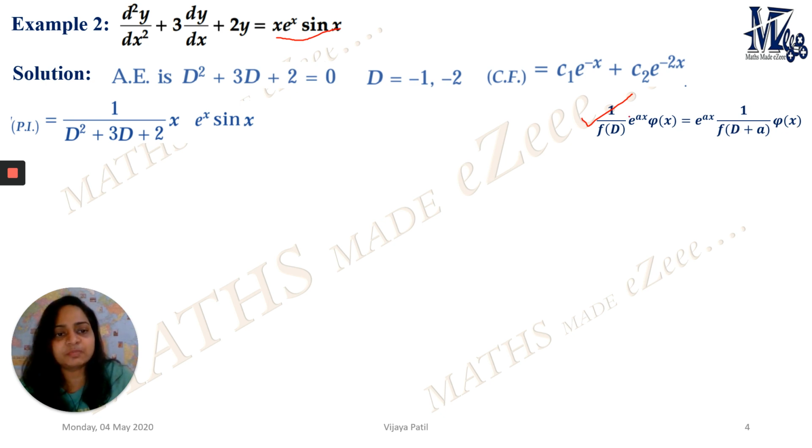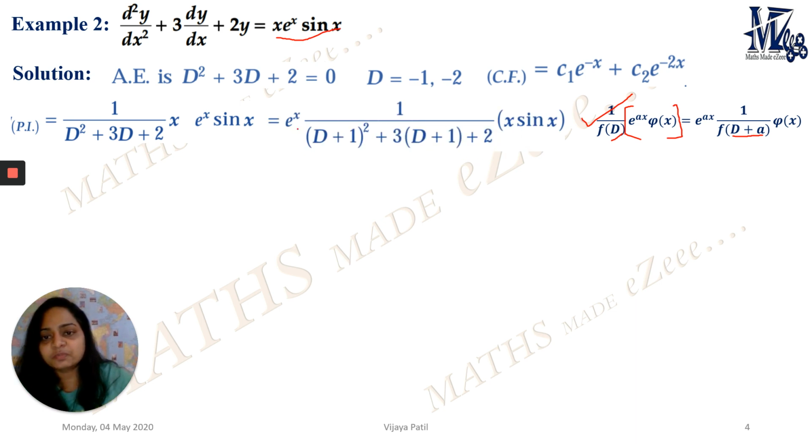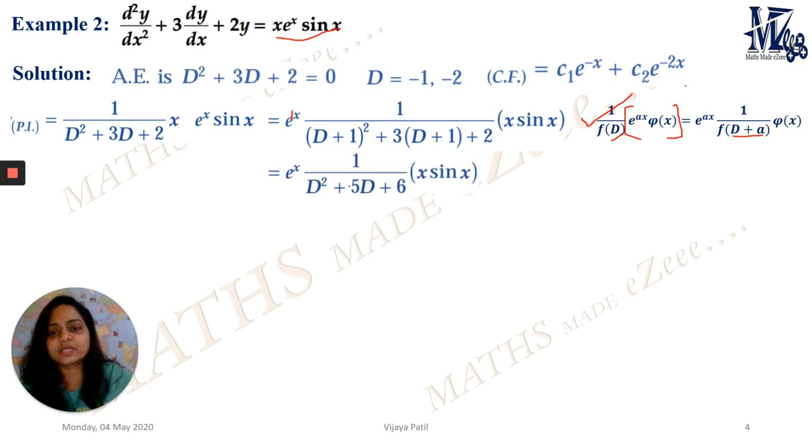That means whenever this 1 upon f of D is getting operated on e to the power x into phi of x, this e to the power x comes out of the operator, leaving that a with D in the function. So it is nothing but this function f of D has been replaced as f of D plus a. And then again, this 1 upon f of D plus a is getting operated on phi of x. And therefore, e to the power x is coming out, a is 1 over here, so it is leaving plus 1 with all the D's. So it's D plus 1 the square plus 3 times D plus 1 plus 2, on x sine of x.